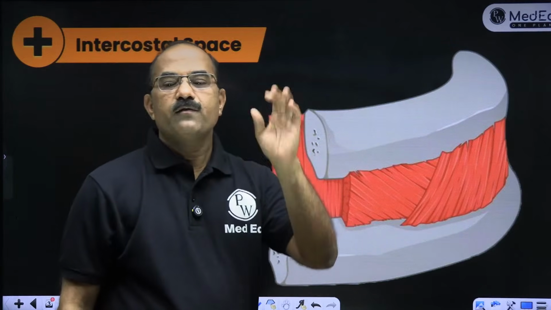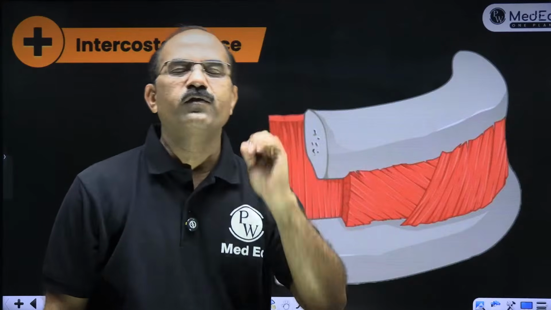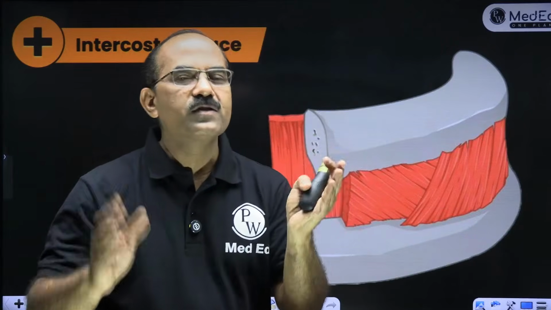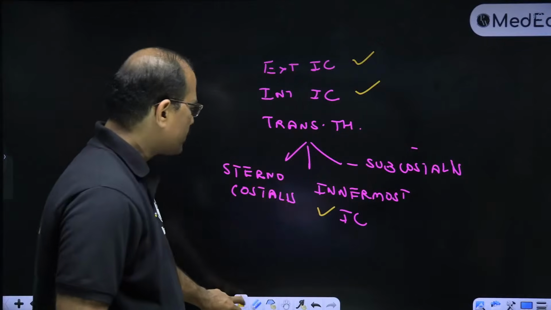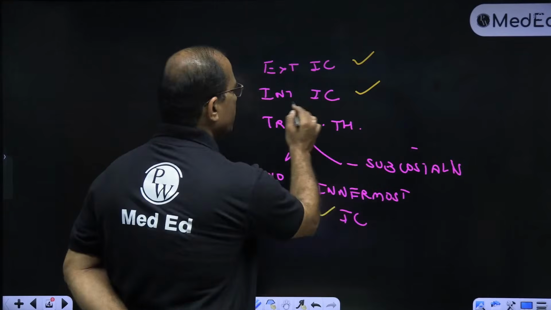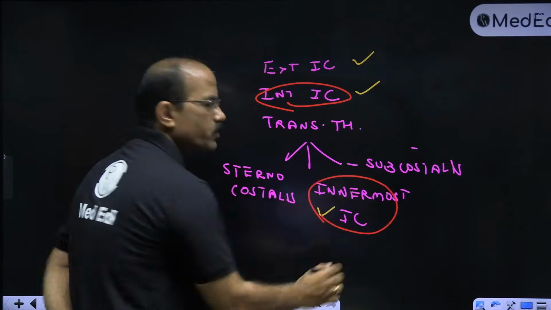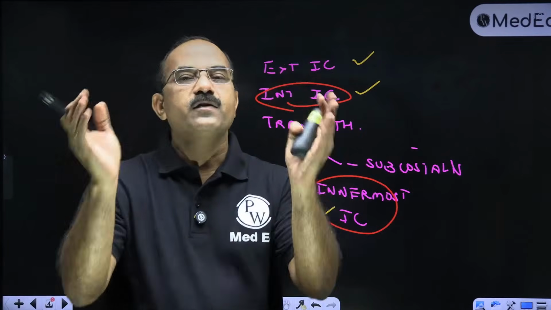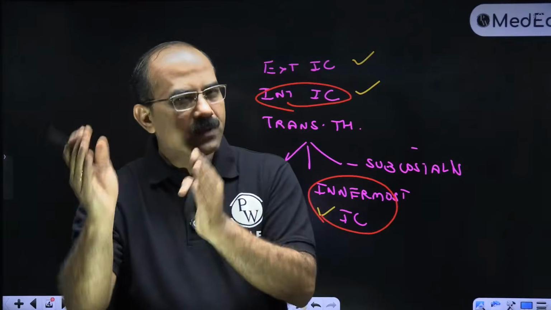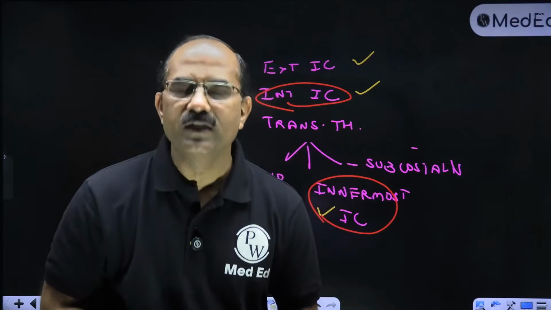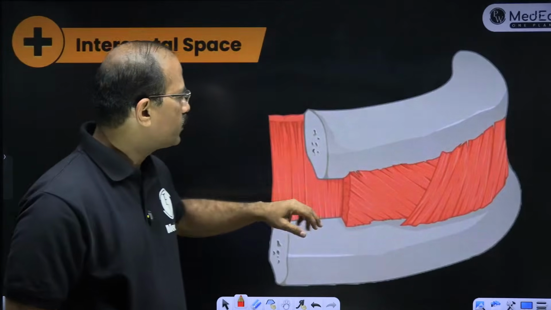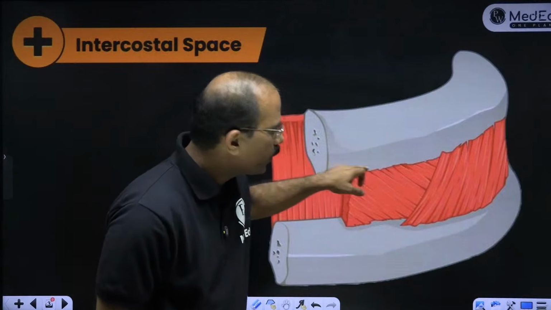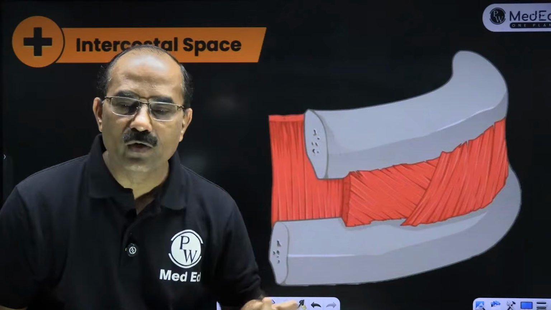Now tell me, which is the neurovascular plane of the thorax? The nerves and the vessels of the thorax lie between which two muscles? They lie between the internal and the innermost intercostal, right? Where? In the costal groove, along the inferior border of the rib.